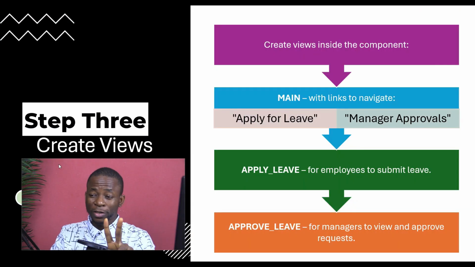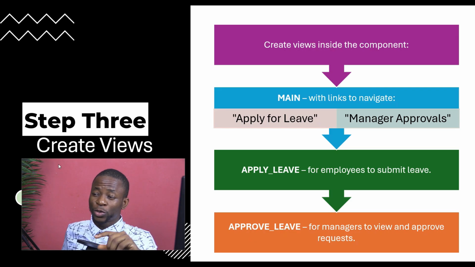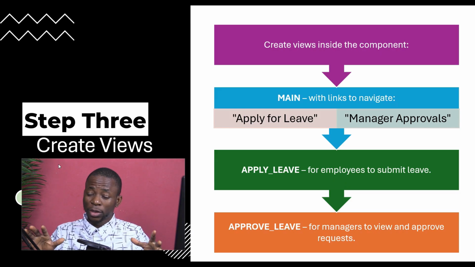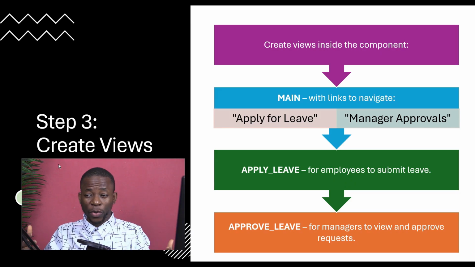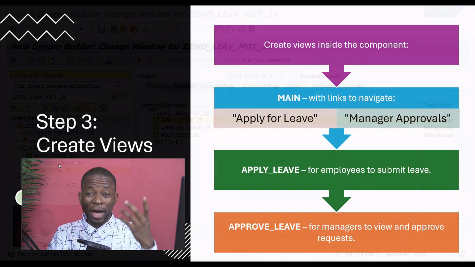So the third step is to create the views inside the component. The main view will have links to navigate to the apply for leaf page, and also a link to the manager approval page. The apply leave is the view where employees can submit their leave request, and the approve leave is the view where the managers will approve the request. Okay, so this is what we are going to create next.